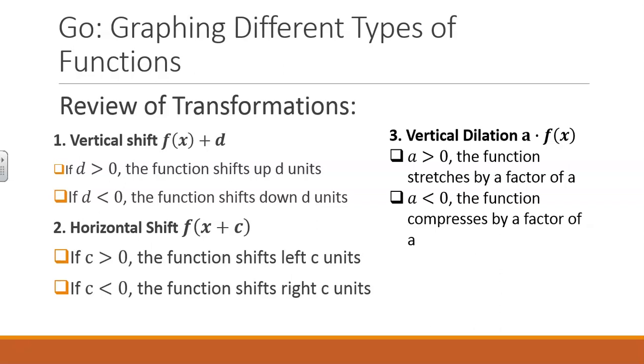To prepare you for these Go questions, let's review how different transformations affect a graph as shown here. In order to graph a transformed function, you can always create a table of values and plot specific points, but you can also identify the original function and determine how the transformations affect the graph.